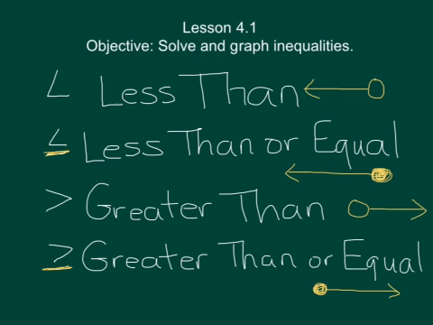In addition to knowing the symbols, you also need to know how to graph these inequalities. I'll show you some examples of this in a minute, but notice that if you're graphing less than, you're going to put an open circle around the number that's the solution, and then draw an arrow to the left. For less than or equal to, you're going to close your circle in and then draw an arrow to the left. Greater than is going to be an open circle again and to the right, and then greater than or equal to will be a closed circle, and you'll also graph it to the right.